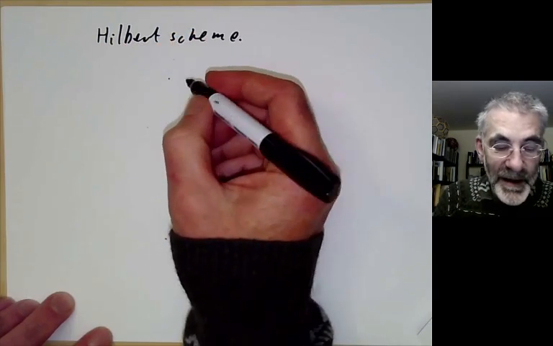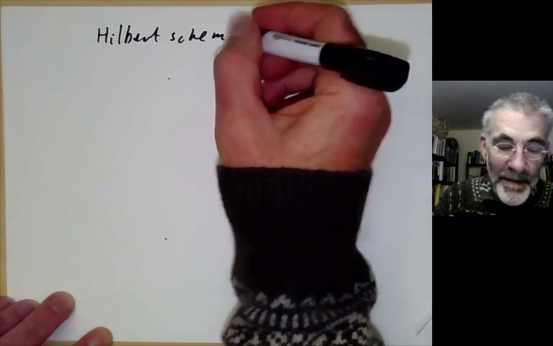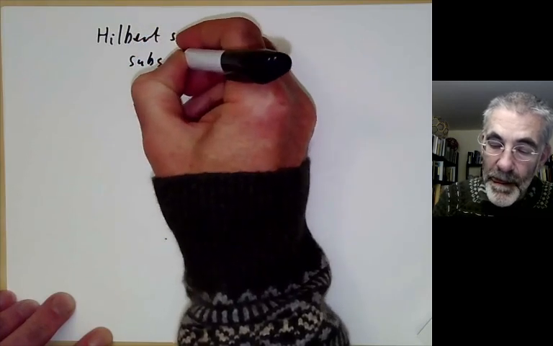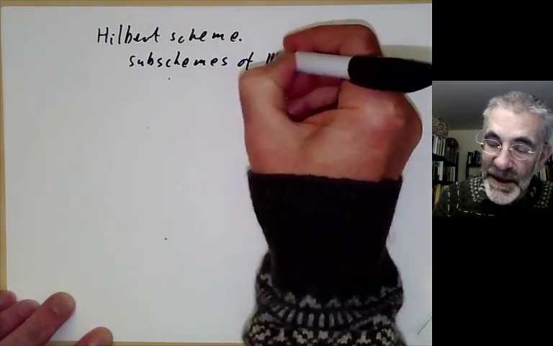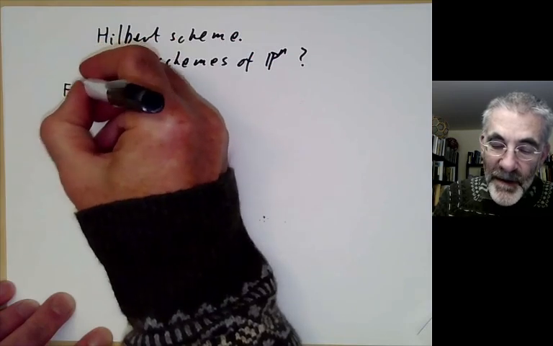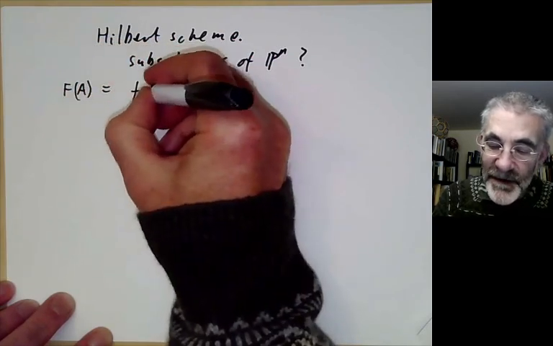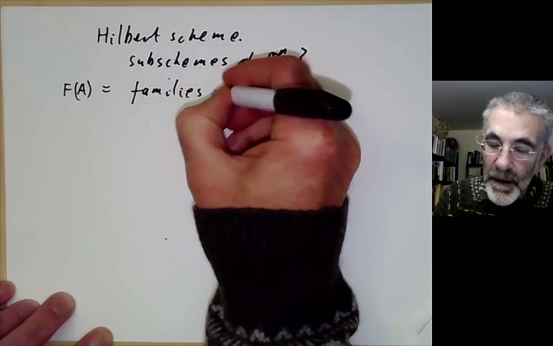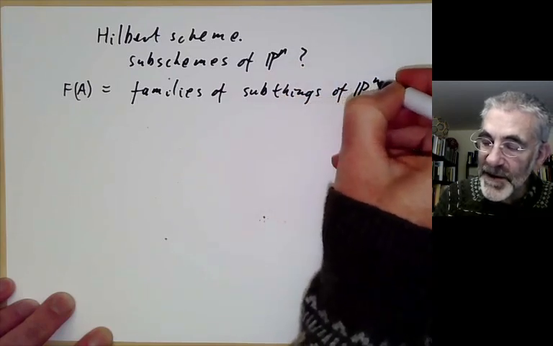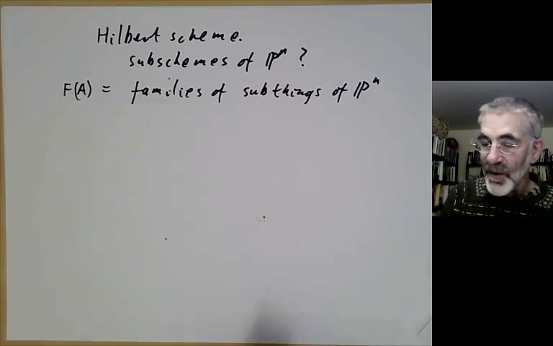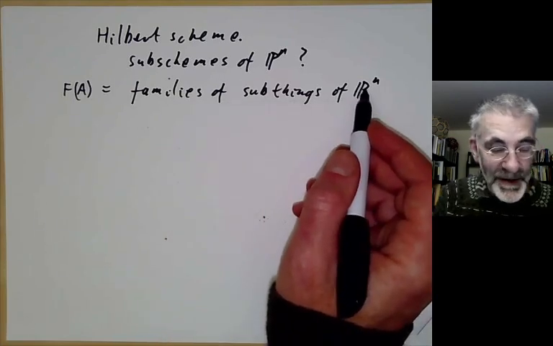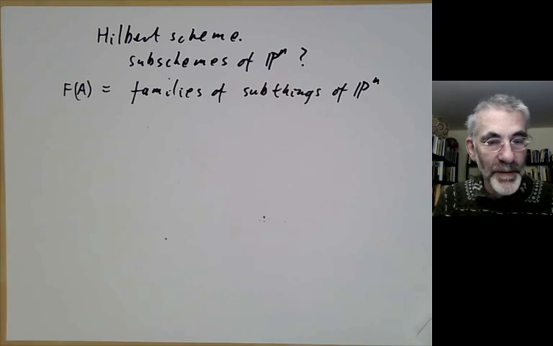So we can ask, classify the subschemes of, say, projective space? So what we want to do is to find an object A such that FA is equal to families of subthings of projective space. So this is just like the previous example where we classified families of subobjects of some element. And in general, we can't do this.